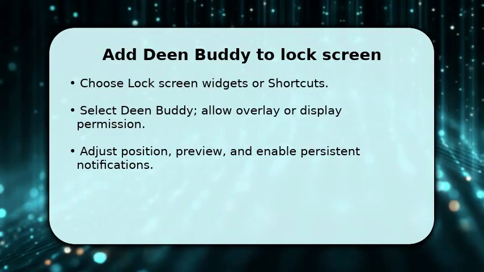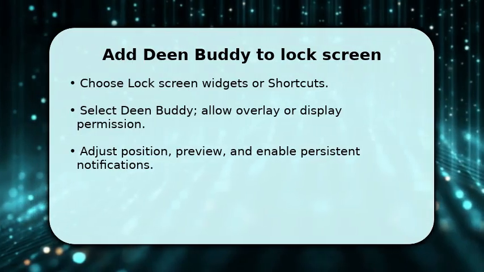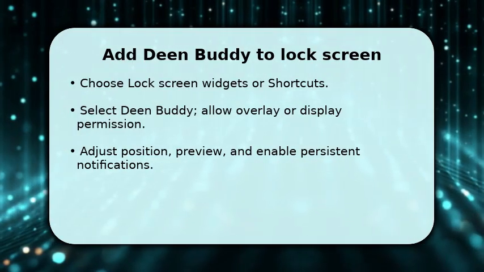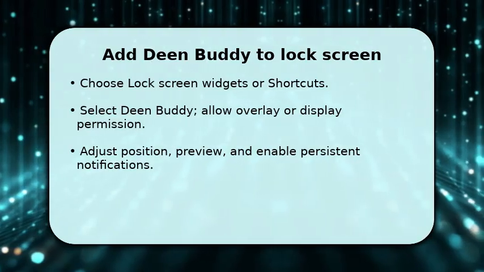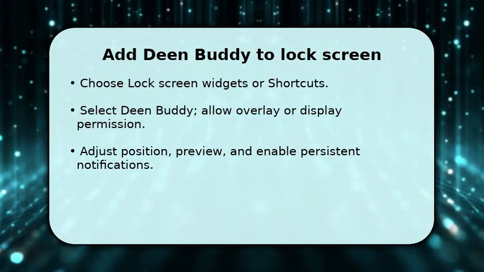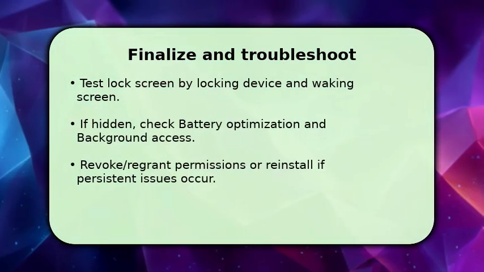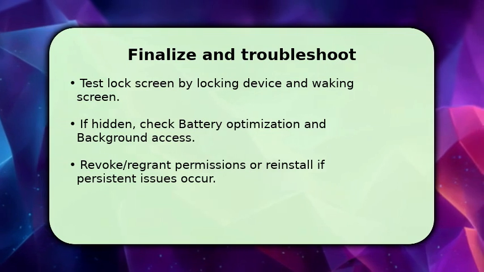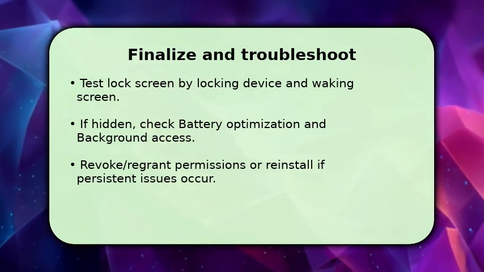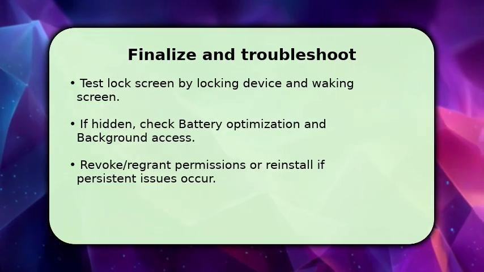Make sure to enable persistent notifications if the app requires them to stay visible. Doing these steps ensures the widget remains accessible without unlocking the phone. Finish by locking your device and waking the screen to verify Deen Buddy appears as expected. Test any buttons or refresh behavior.